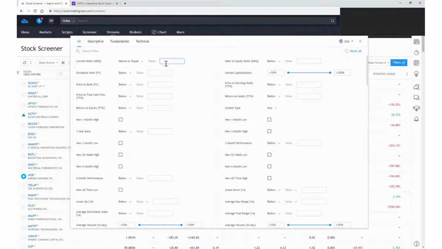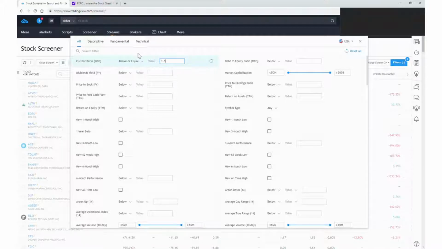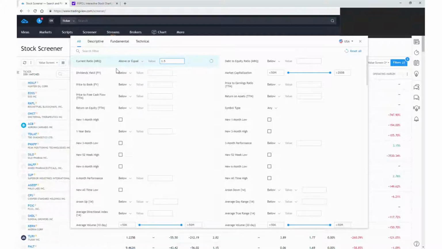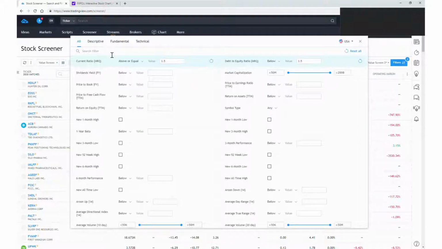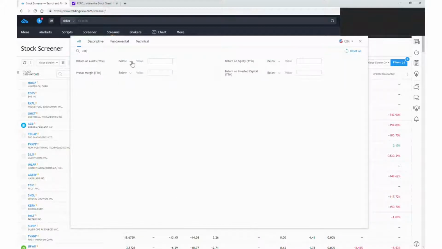We'll first filter the current ratio, and for this we will select a value that is above 1.5. For debt to equity, we want this value to be below 1.5. We'll now search for some of those return ratios, and let's take the return on assets and make this equal or above 10, and the return on equity above 15.